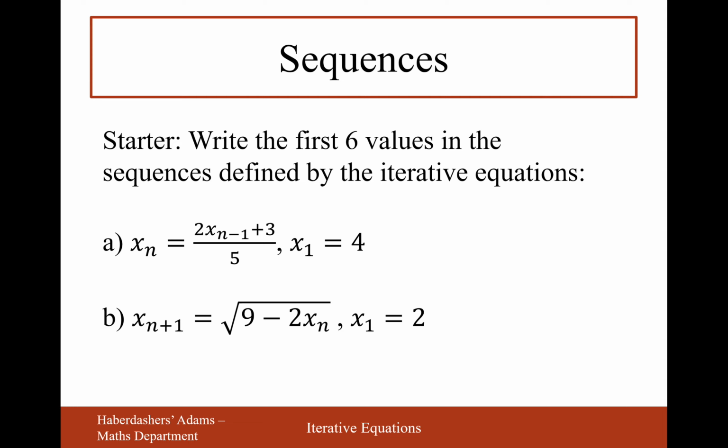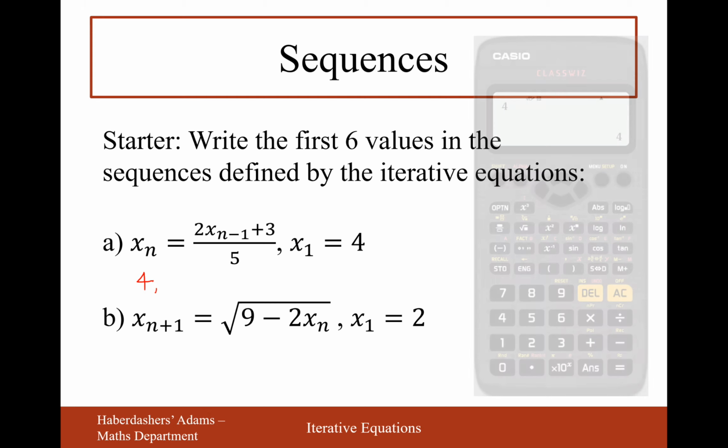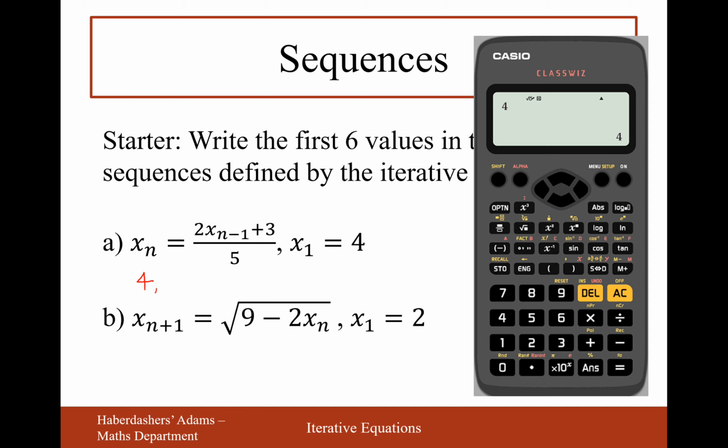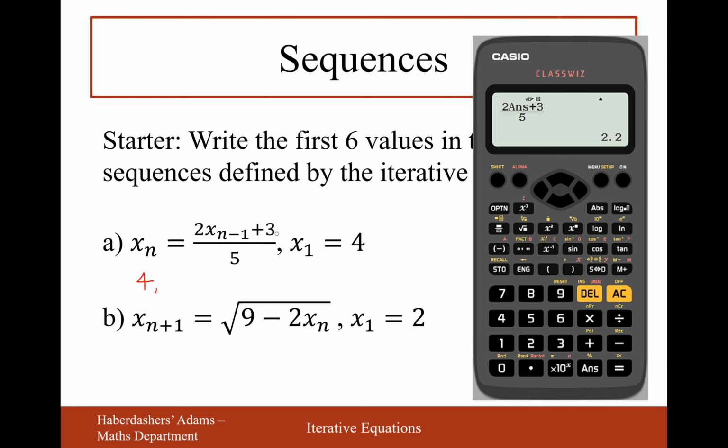Okay, so the first 6 values in the first sequence, it's definitely going to start with a 4. We know that the first term in the sequence, that's what this x1 means, is 4. So we grab our calculator, put 4 into the calculator, and then 4 is now the answer value. What we're now going to type into the calculator is this formula here, and this formula helps us work out the next number in the sequence, x2.